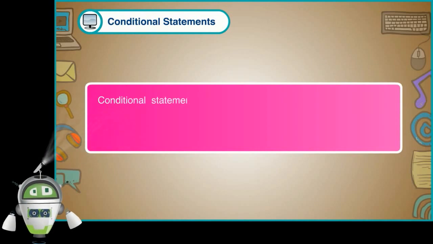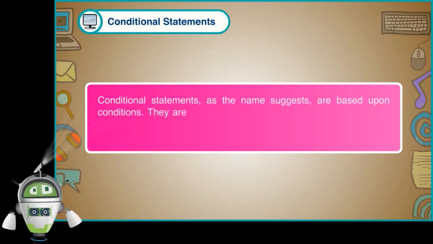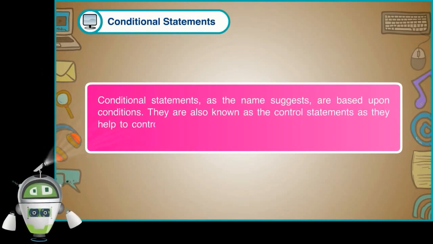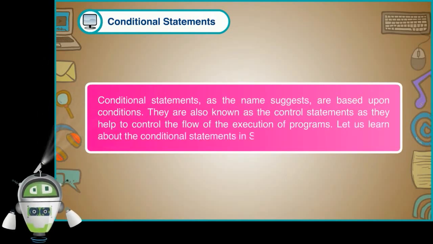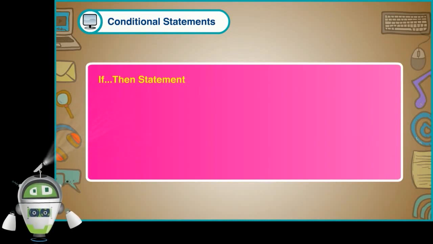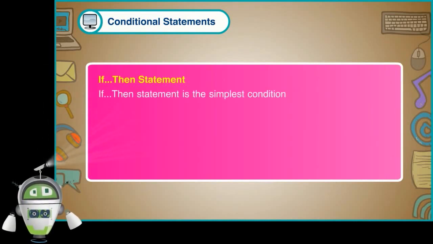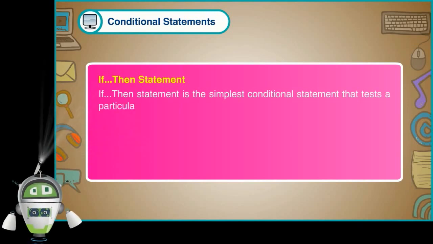Conditional statements. Conditional statements, as the name suggests, are based upon conditions. They are also known as control statements as they help to control the flow of execution of programs. Let us learn about the conditional statements in Small Basic. If-then statement. If-then statement is the simplest conditional statement that tests a particular condition.